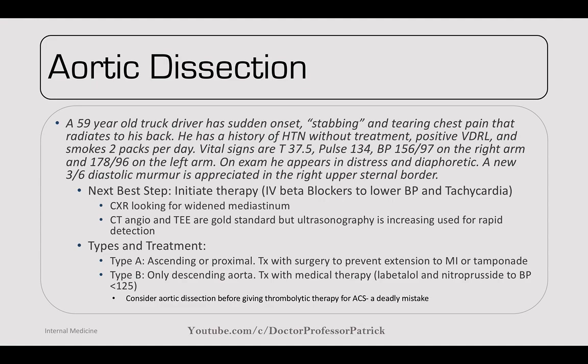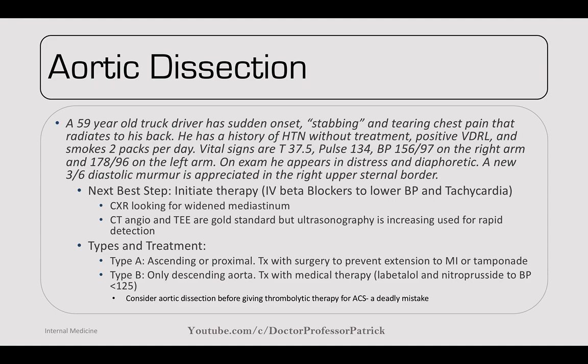He has a history of hypertension without treatment, positive VDRL or syphilis, and he smokes 2 packs per day. So his vital signs are very tachycardic, hypertensive in the right arm, and even more hypertensive in the left arm. So on exam, he's in distress, he's diaphoretic, and there's a new 3 out of 6 diastolic murmur in the right upper sternal border. We'll go into murmurs in a little while as well.